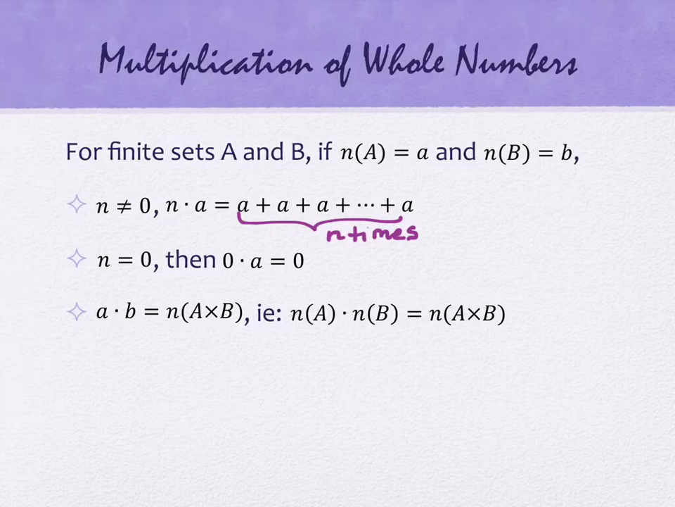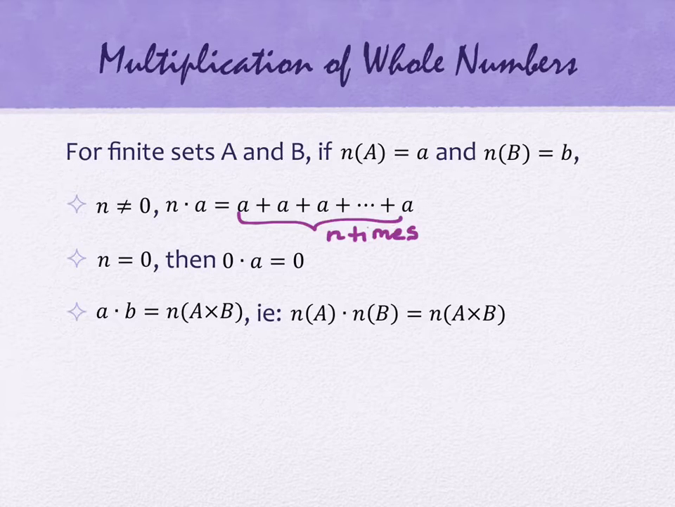If you have 0 times A, we're going to define that to be the number 0. And if you have two numbers, that is n of A equals little a, n of B equals little b, and you multiply a times b, that is actually the value of the, have you ever seen this before? Cartesian product? The Cartesian product. And we saw this equation before when we did that. It's the number of ordered pairs if you grouped things one at a time. This is the definition for multiplication.